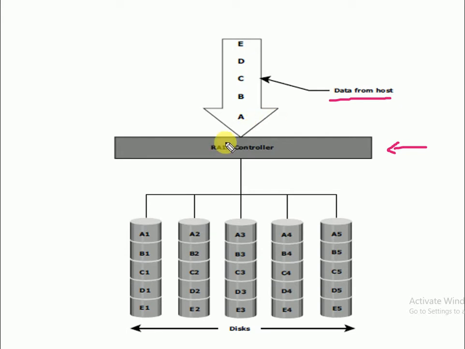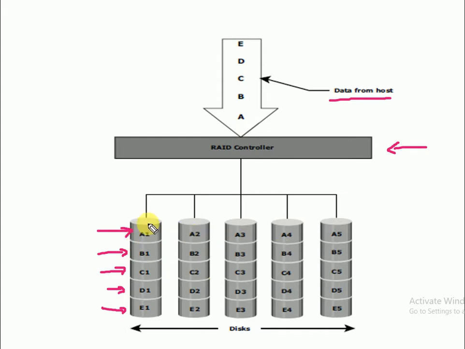Of these five data, A is the first data. One portion of A is placed in the first disk, a portion of A is stored in the second disk, and portions of A are stored in A3, A4 and A5. So the data is distributed among different disk drives. Some portion of B is also distributed among different disks, similarly for C, D and E. We can see that it is following striping. That means the portions of data are distributed among different disk drives.